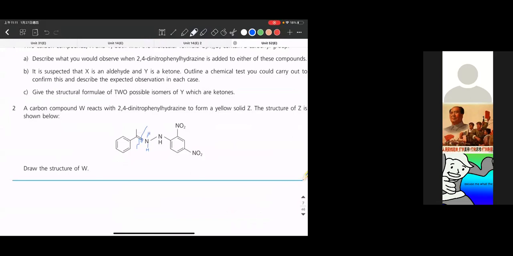So you can split the chemical into two parts. This is the chemical. It's another chemical. This is the 2,4-dinitrophenylhydrazine on the right-hand side. While for the original organic product, it is what? Phenyl, what? How do you call it? It's phenyl ethanal. Is that clear? It's phenyl ethanal.